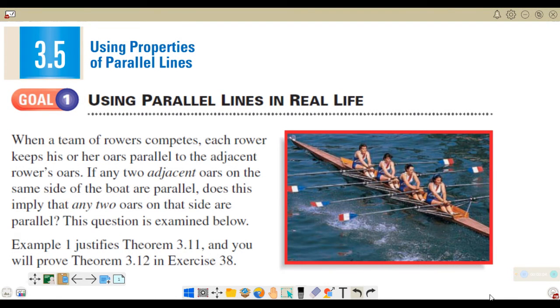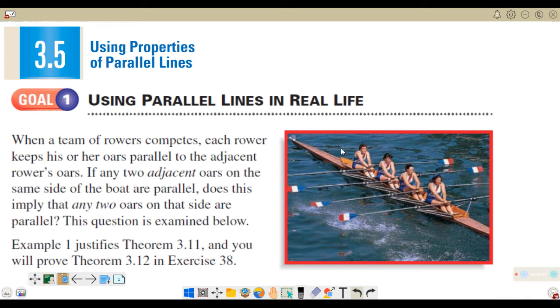This is Miss Rena, and for today's video discussion on plane and solid geometry, we will be focusing on section 3.5, using properties of parallel lines. To start our lesson, we are going to start with the topic, using parallel lines in real life. Please take a look at this figure.